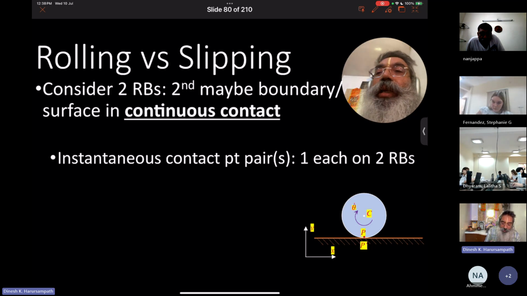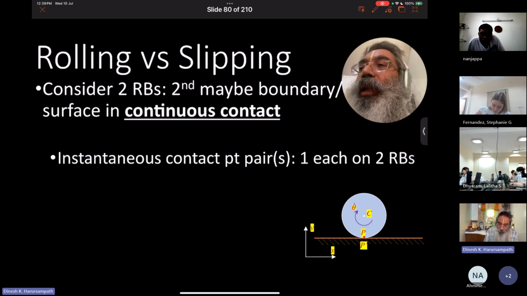So there is an instantaneous contact of a particular pair of points, which we are calling P and P prime. Truly speaking, this is a single point, but if we imagine it to be a part of the ball, we call it P. If we imagine it to be a part of the surface, we call it P prime. Okay, so the two rigid bodies that we are dealing with.